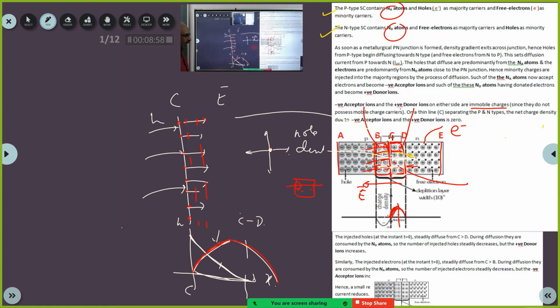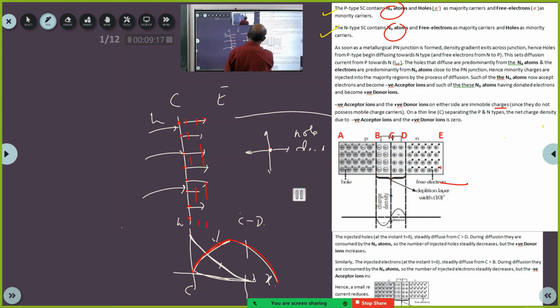Agreed? Now, the same thing happens to the left, and that is why the charge density is like this. On this side negative ions are built up, so you will get it like this. That is the reason why you are getting the graph like this. Agreed? Okay, then. So one major padav is done.